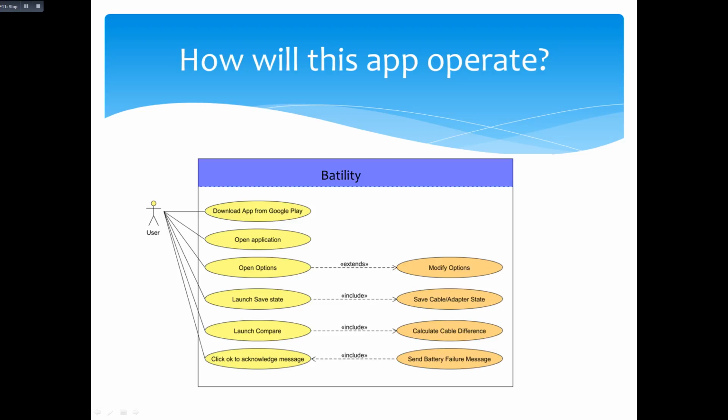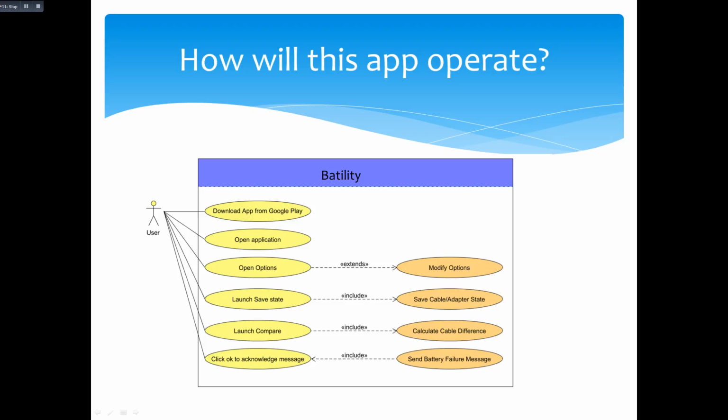On the bottom of the main page, there will be a button so that users can save information for a given cable, and then next to that button will be another button that will allow users to compare a cable to a saved cable, just so that they can try and see the differences between the cables that they're using.